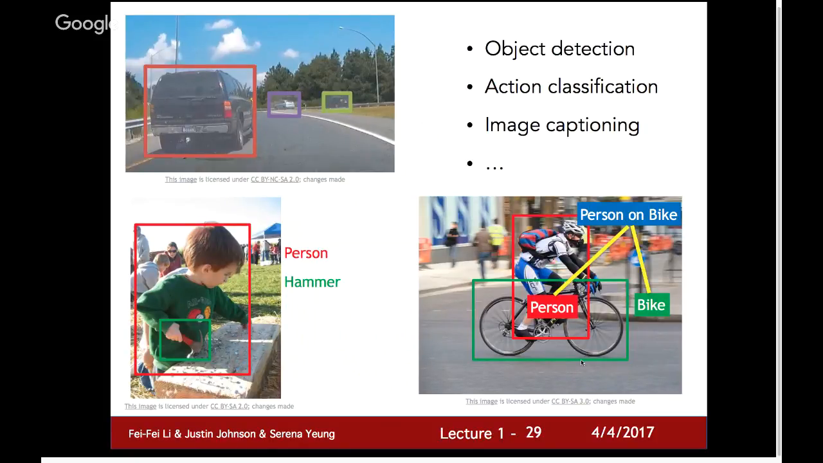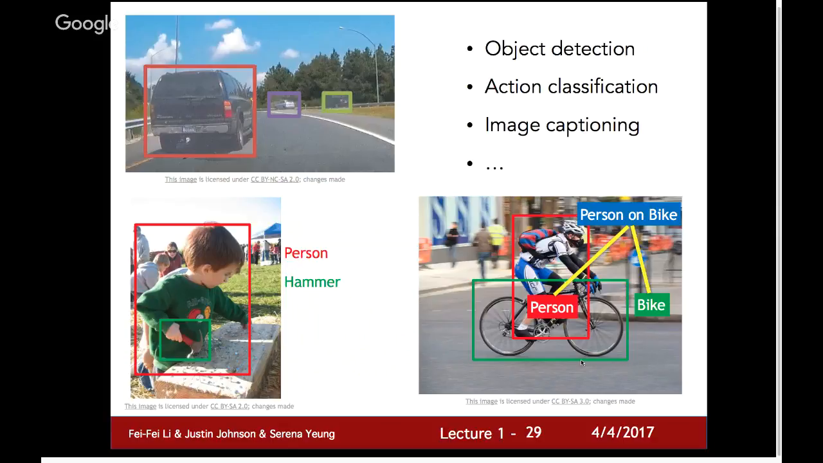So we want to do action classification, right? Because everything for us is a live movie. We want to know what's going on, right? There's a person with a hammer, and image captioning, right? If you have an image, can you caption it? Can you generate a story from that image so that we can understand what's going on, right?